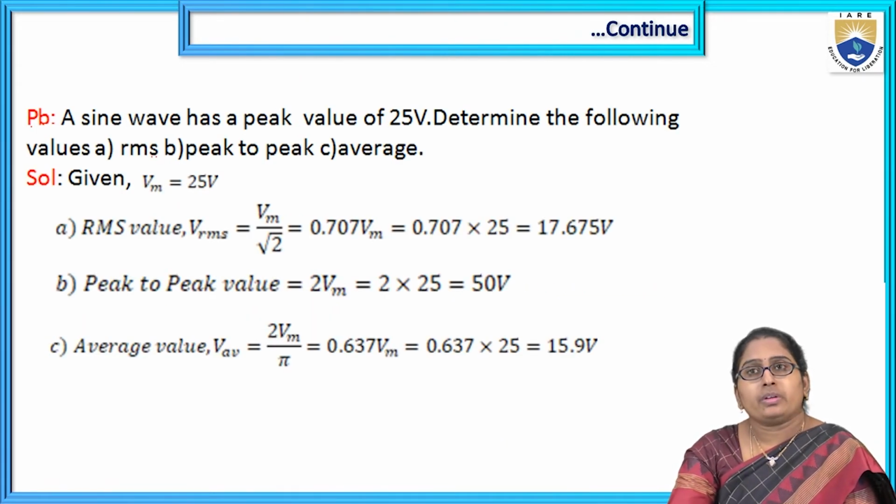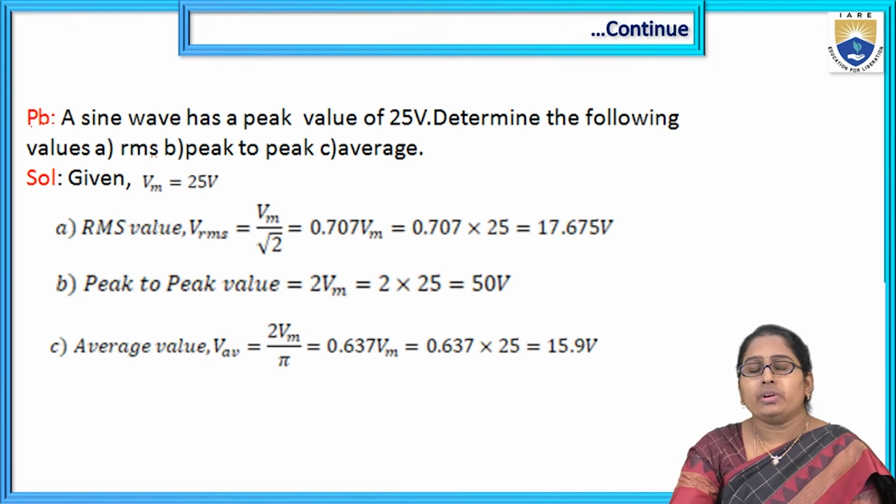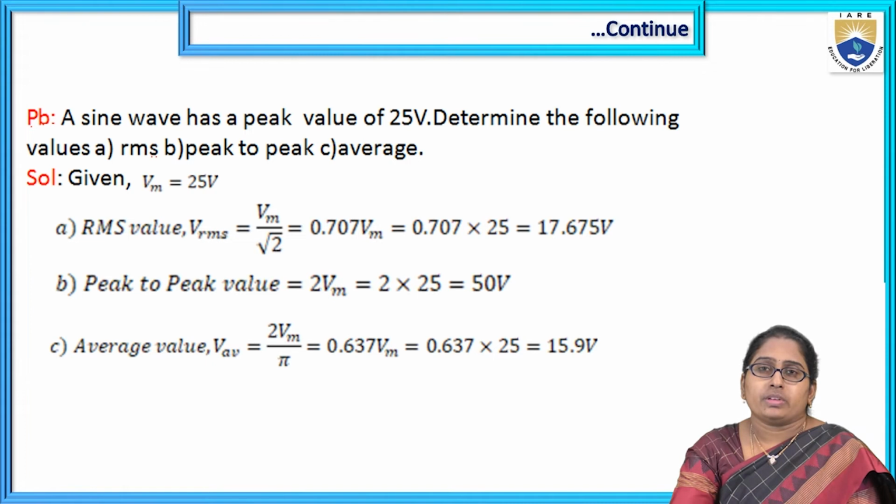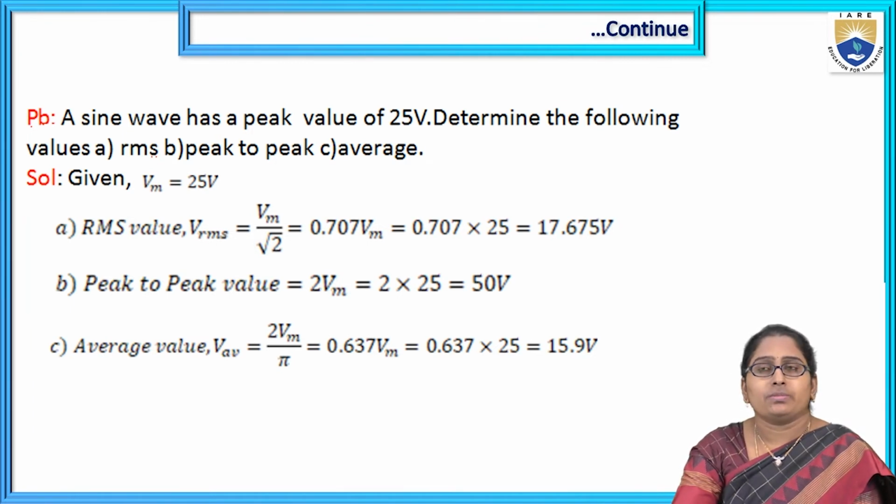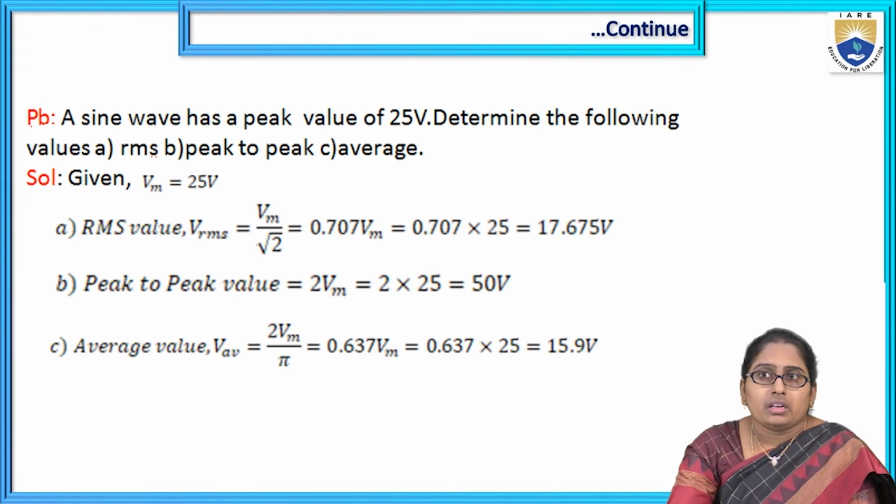Now look at this problem. It is a small problem, but also an important one, because it asks to calculate the average value and RMS value of the given signal. A sine wave has a peak value of 25 volts. Determine the following values: A, the RMS value; B, the peak to peak value; and C, the average value. First, writing the given data, the peak value is denoted with Vm or Em, and the given signal is a voltage signal, so Vm is equal to 25.